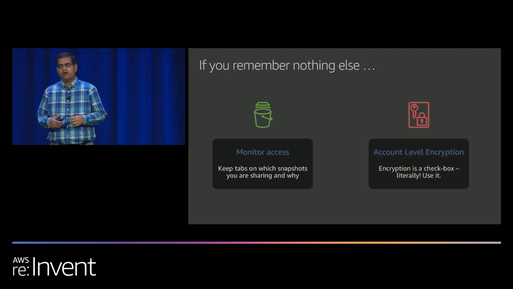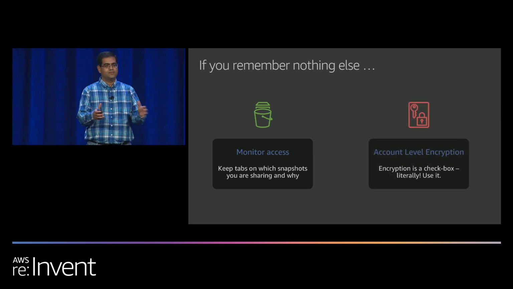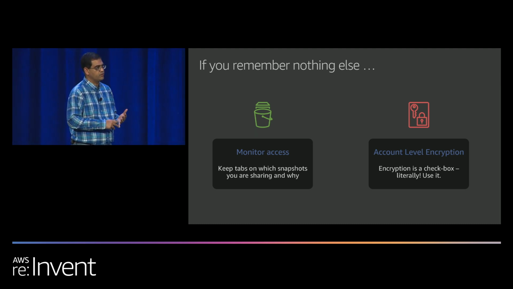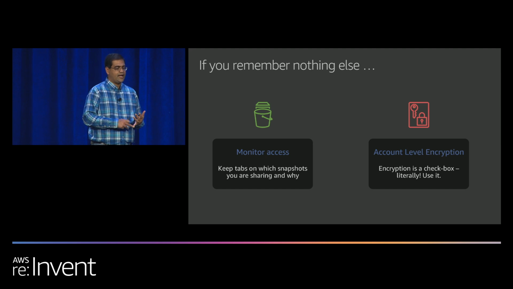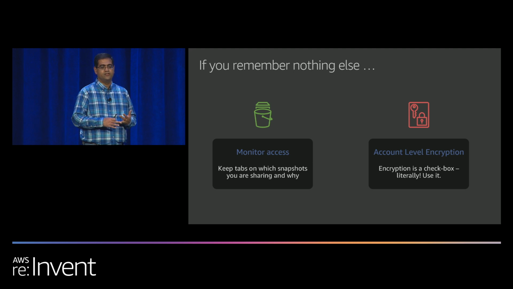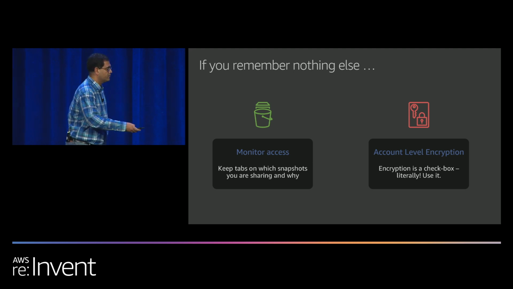So before I hand off to Mark on the performance side, if you remember nothing else from this security piece, two things that I want to make sure you take away with you. One, please monitor your access. Make sure that you're not sharing snapshots with accounts or publicly if you don't have to. And then second, account level encryption is literally a checkbox. Use it.